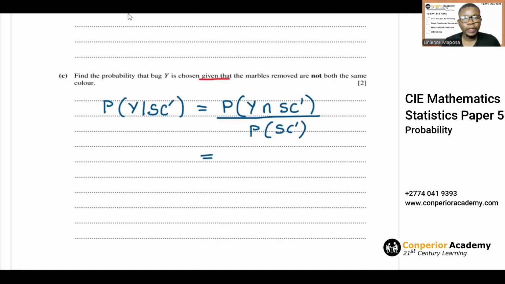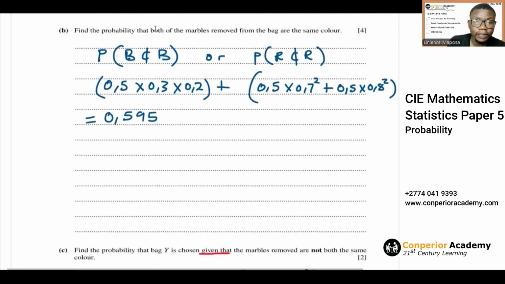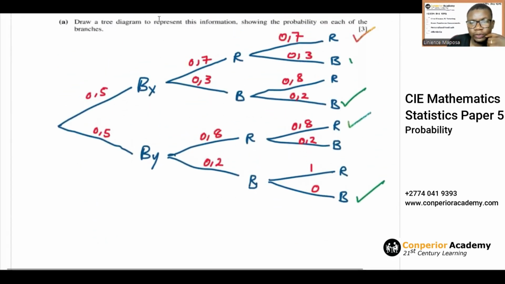Let's look at this. When do you not choose the same color in Y? So you choose Y, and then you don't choose the same color. So you choose big Y, but you don't want to show the same color. So it will be this one here. Red, blue, or blue, red. So these two. This is when you choose big Y and you don't show the same color. So it's going to be 0.5 times 0.8 times 0.2 plus 0.5 times 0.2 times 1.